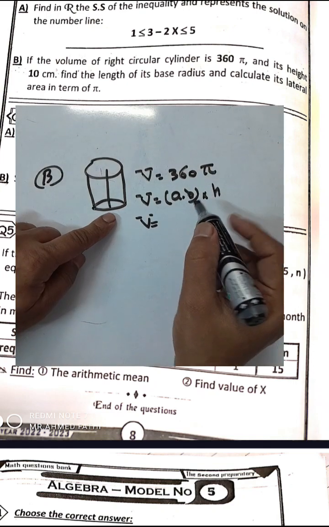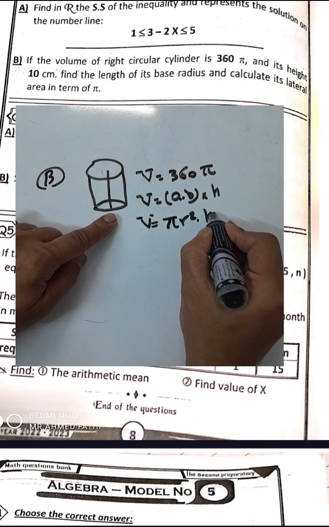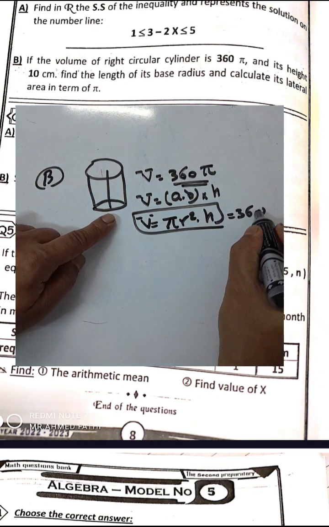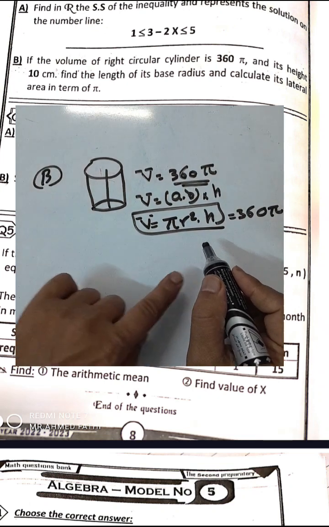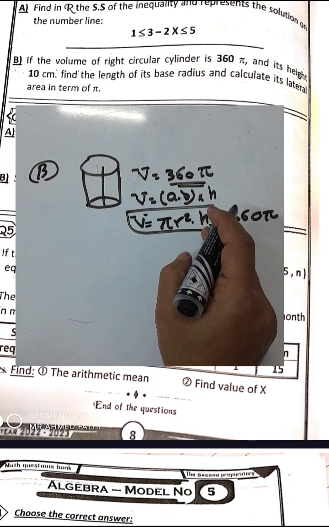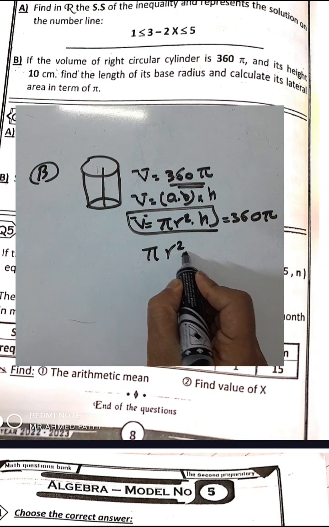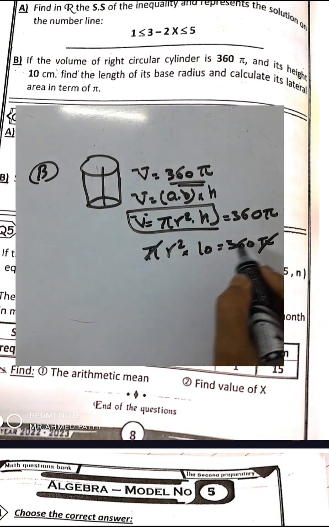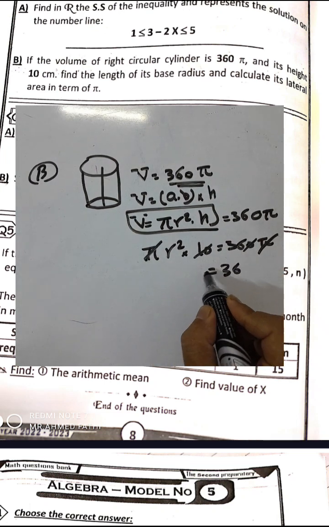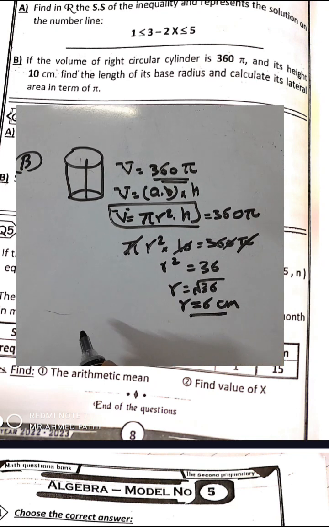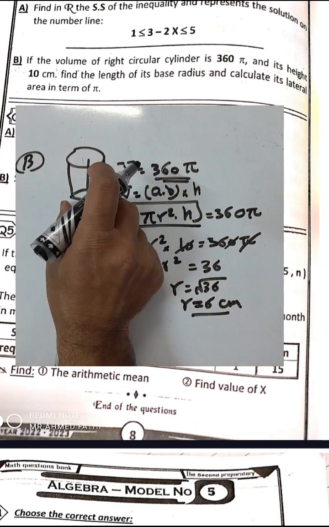Area of the circle, πr², multiplied by the height. He gives us the volume as 360π. You can write the unknown here, and he gives us the height as 10. Put height equal 10, then πr² times 10 equals 360π, then cancel π, and 10 by 10, then 36 equals r², then the radius will be the square root of 36, and the radius will be 6 centimeters.